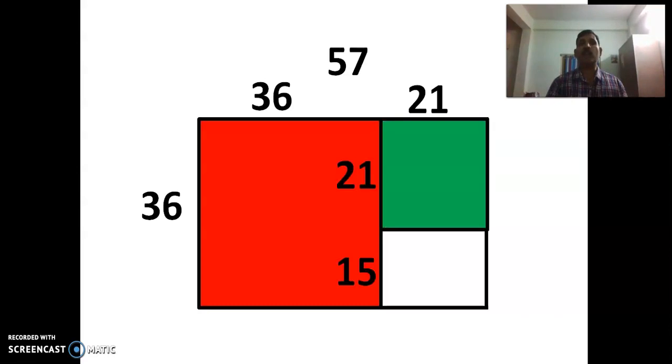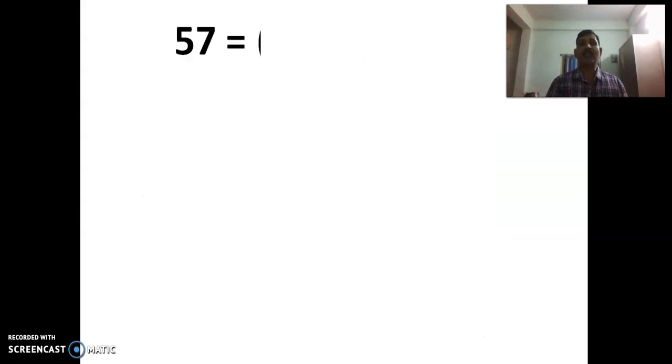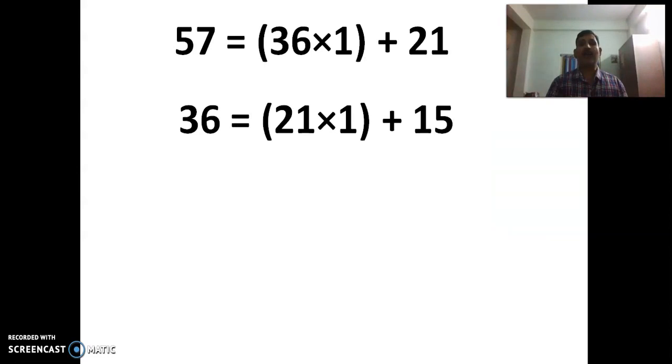Again, if we have to make a square, then it is 21 by 21. Then we are left with a 21 by 15 rectangle. Again, from this we can cut one 15 by 15 square. Then we are left with a 15 by 6 rectangle. From the 15 by 6 rectangle, you can make two squares of 6 units each. Then you are left with a 6 by 3 rectangle. A 6 by 3 rectangle means two squares, each of measurement 3 by 3. So from this we can understand that 3 is the HCF.